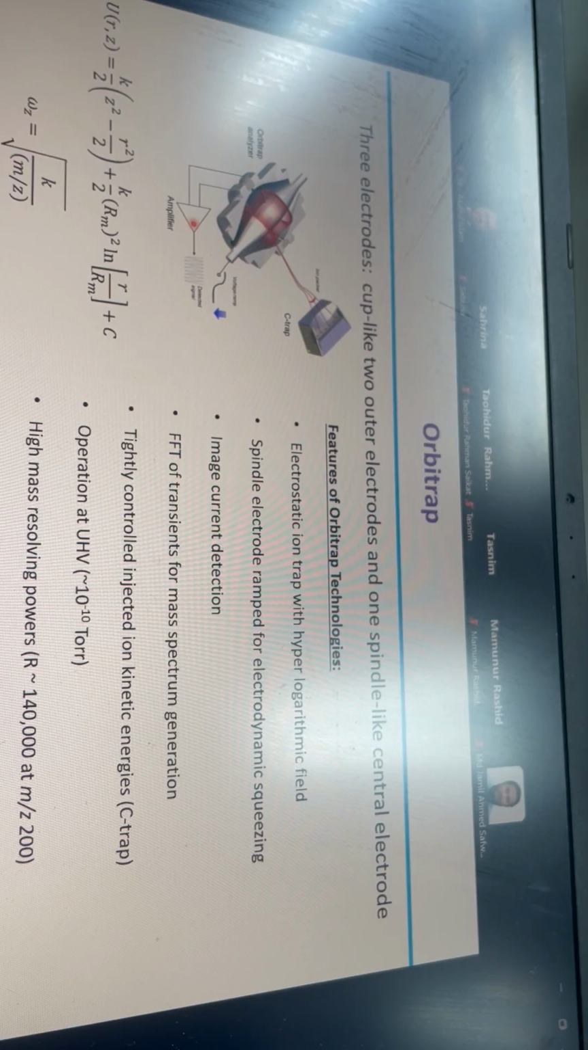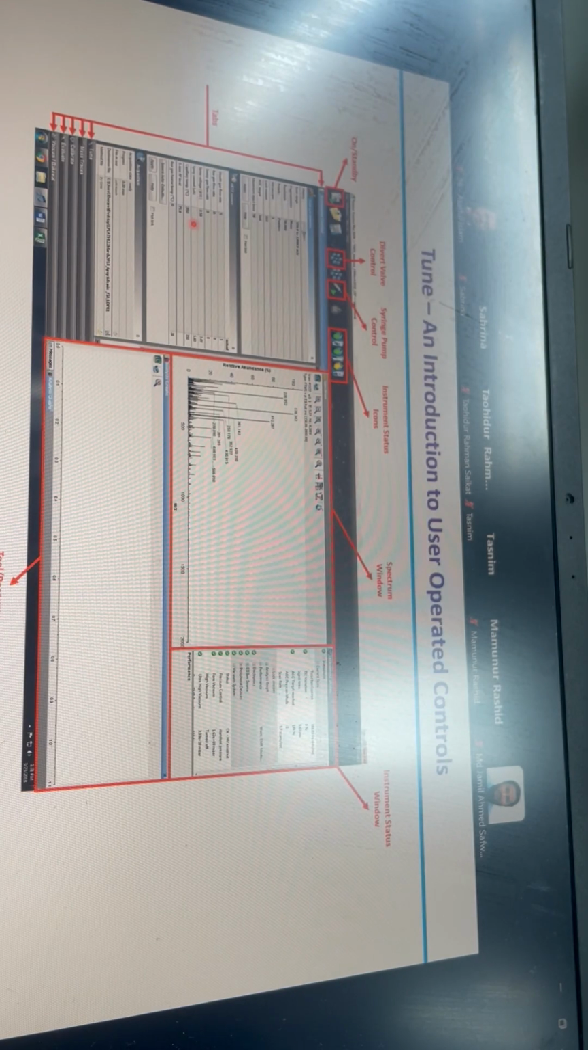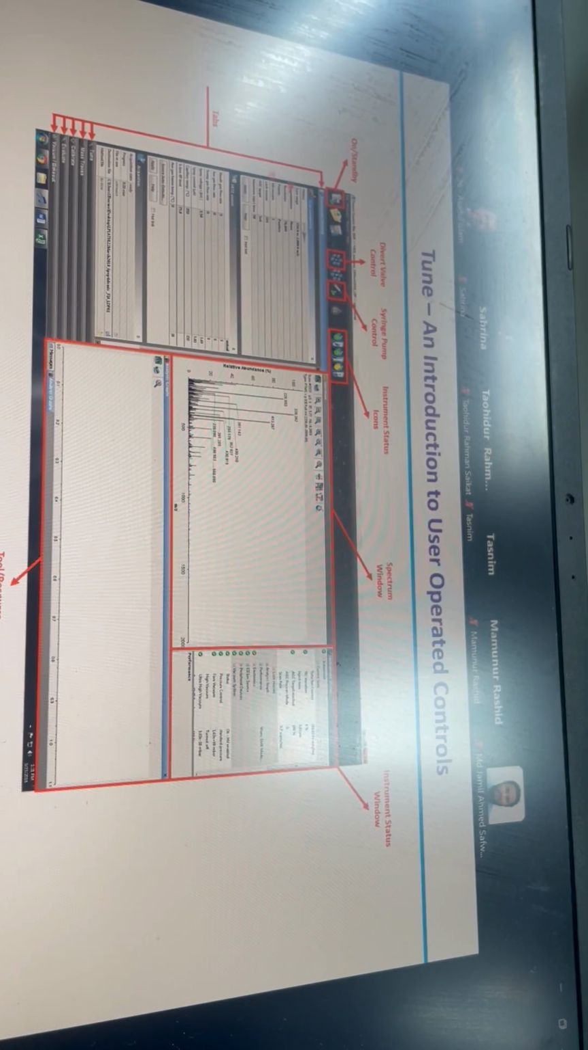Okay, these are the tune and how to operate the Orbitrap app. So here you can divert the control. This is where you can turn the machine on and put it on standby, and here you can control the pump, and these are the different instrument status and the scan range.